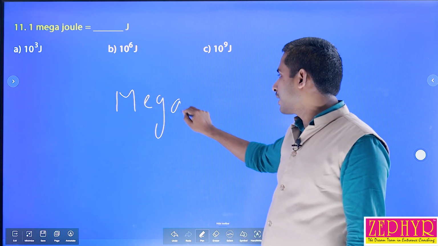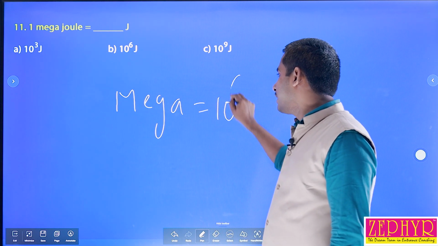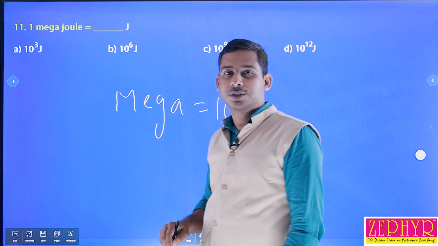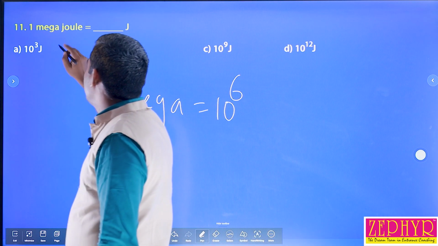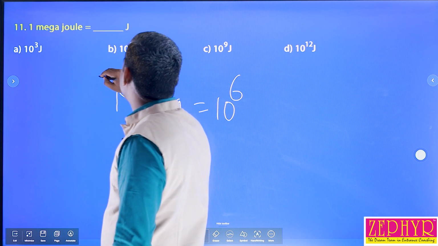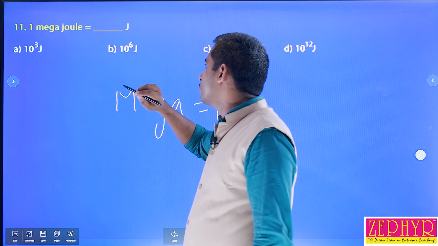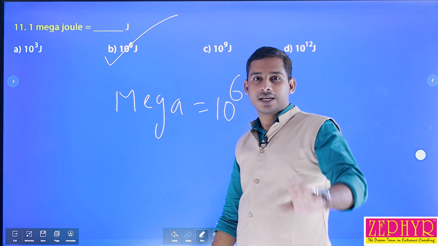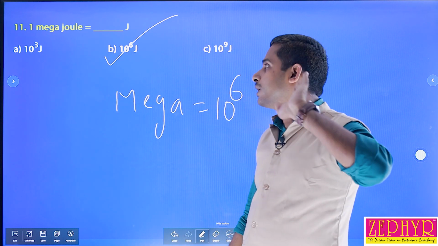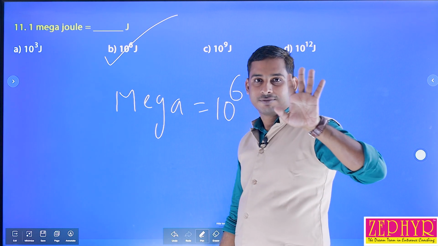What is mega? Mega is 10 raised to 6. So, we can say 1 megajoule is 10 raised to 6 joule. The correct answer is option number 2.